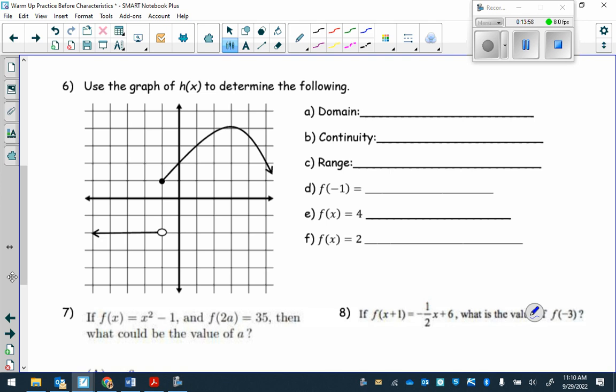All right, for number 6, what is the domain? Julia? Good. What is the interval of continuity? Go ahead, Luce. Excellent. Good. All right, negative infinity to negative 1, where there's a jump and you're lifting your pencil, and then negative 1 to infinity. What would the range be? Go ahead, Julia.